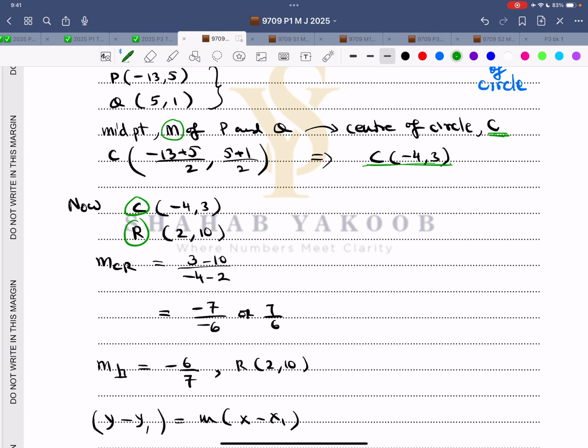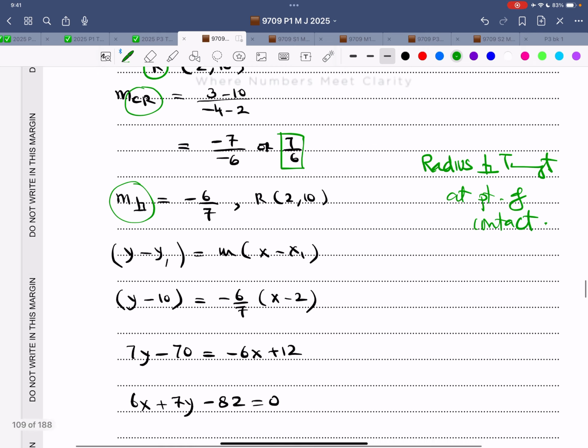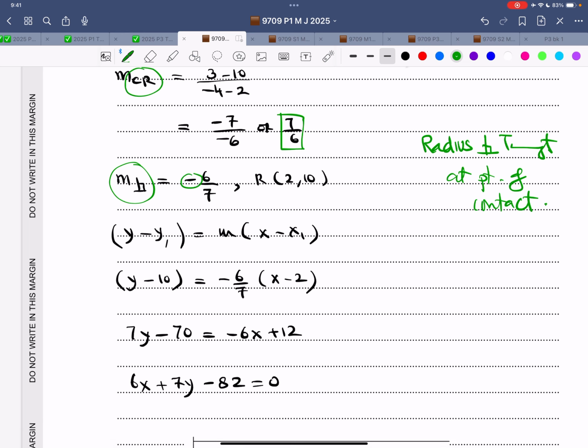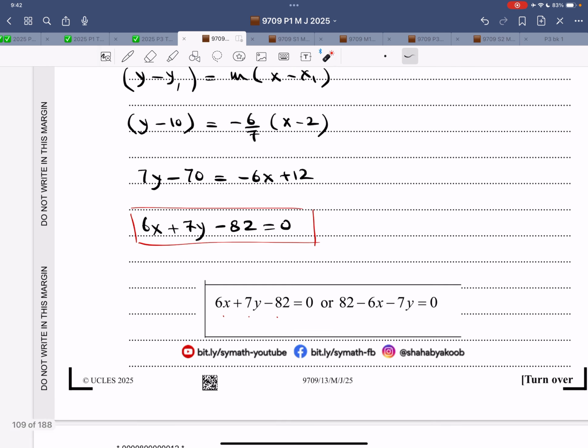Now we have C, we have R. We find the gradient of CR, that is 7/6. Therefore, gradient of perpendicular. So radius is perpendicular to tangent at point of contact. So now you find this thing, negative reciprocal. You have this thing, and then you find the equation of tangent, which is now given in this form. That is ax plus by plus constant equals to 0. Now, what if someone takes all the things to the other side? That is also acceptable. So that is what the examiner has written.